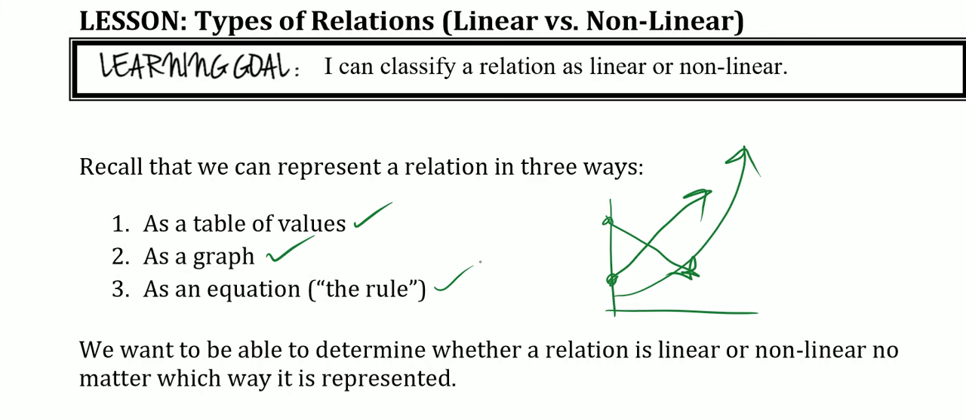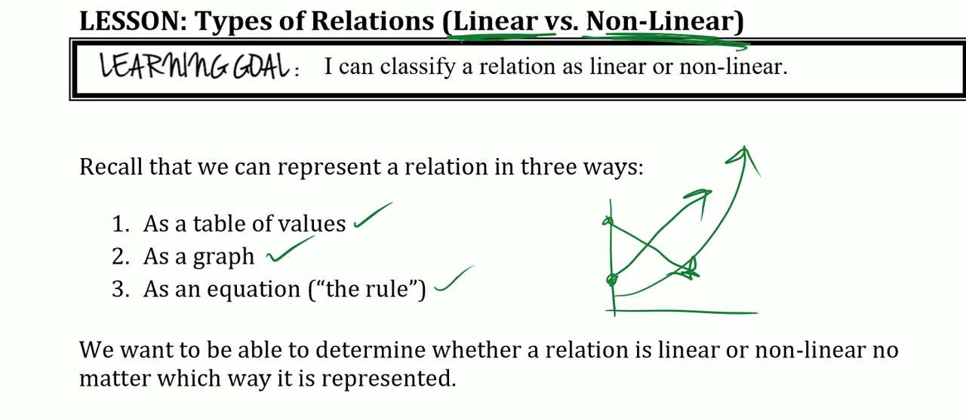But we're going to practice and notice things, patterns, things that come up, things that will help us for the next few weeks. But what we're going to do today is we're going to do something with tables, but we're also going to notice in general what's the difference between a linear relation and a nonlinear relation. What do you think linear means? Perfect. Straight line. So what's nonlinear?